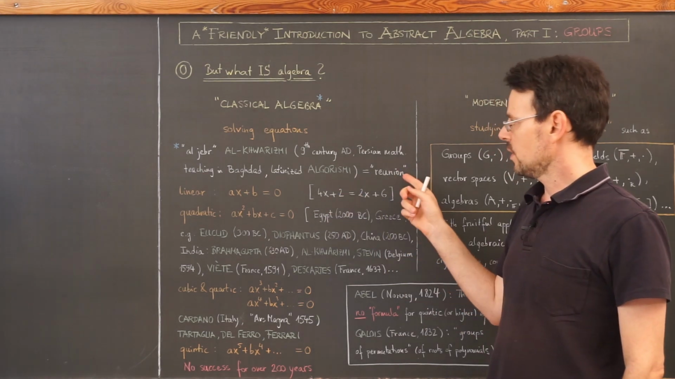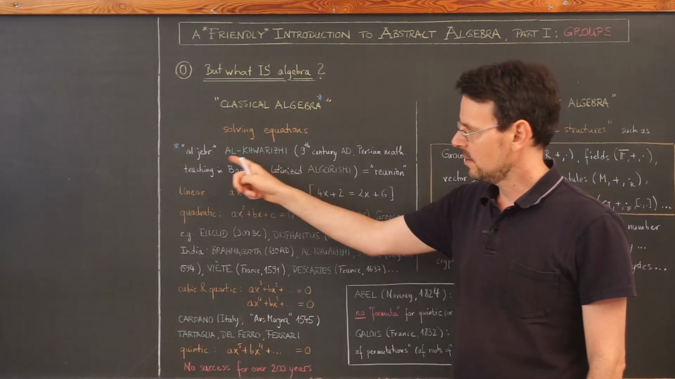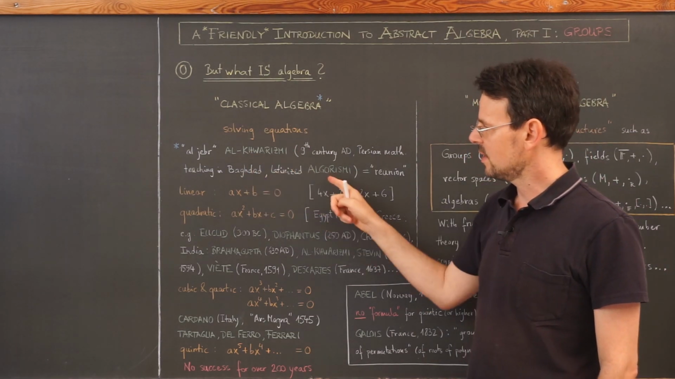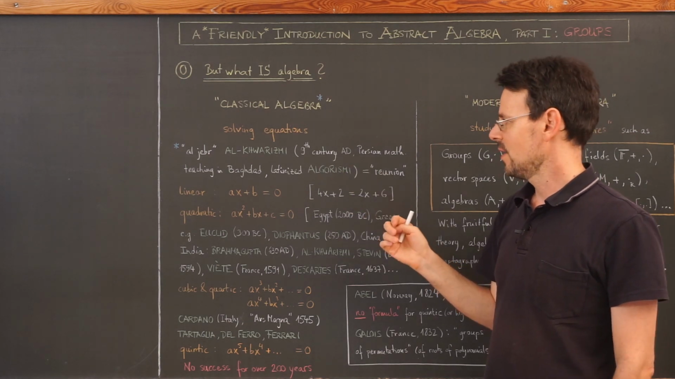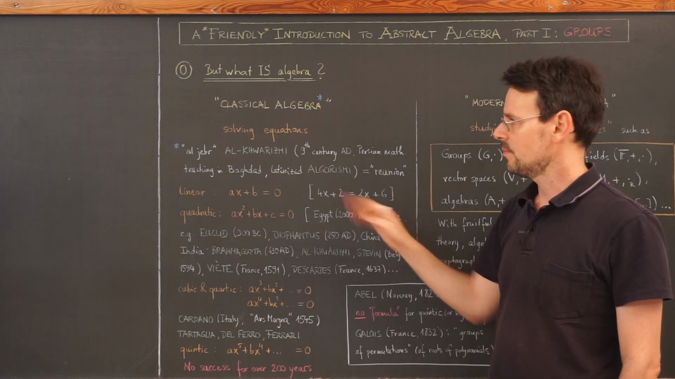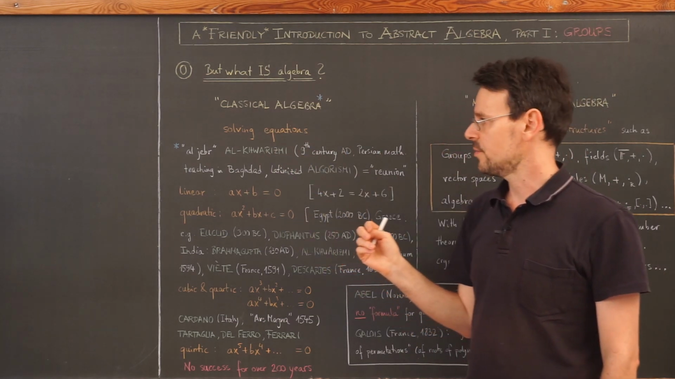I think this is what he meant by algebra or reunion, and the Latinized version of his name is Algorithmi, so this is actually where the term algorithm comes from, to honor one of the founding fathers of algebra.